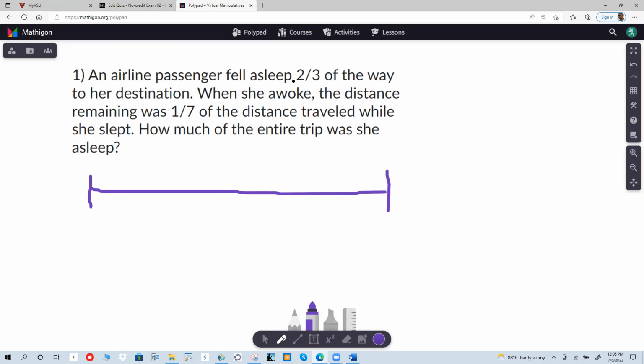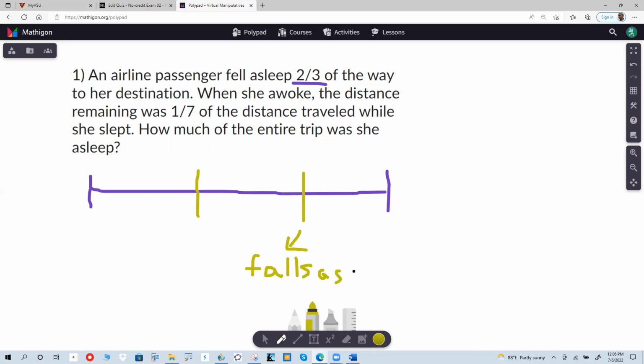First I'm going to cut it into 1/3. I'm going to use different colors. I'll tell you why. I'm going to make a yellow here and another yellow here. The yellow vertical lines split the entire trip into 3 equal parts, roughly. And I'm going to assume it's exactly. Are you with me so far, Connor? Yes, sir. Okay, the second yellow part is where the passenger falls asleep. At this point, she falls asleep, because that's what this 2/3 means.